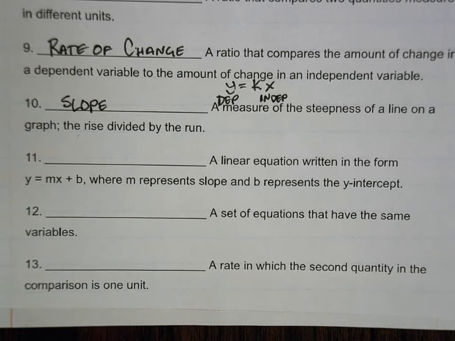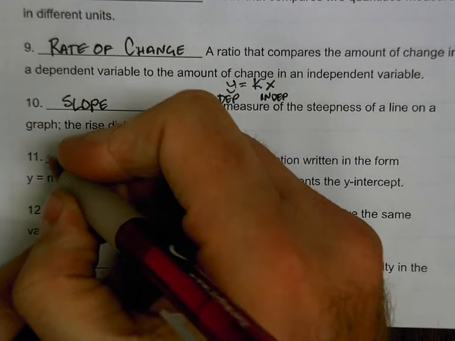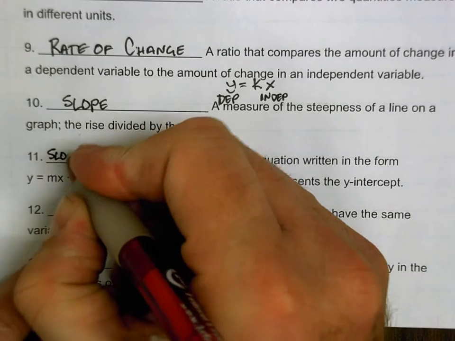Alright. Let's talk about a linear equation written in the form y equals mx plus b, where m represents the slope and b represents the y-intercept. Slope-intercept form.